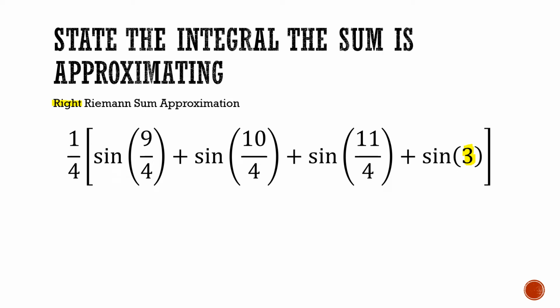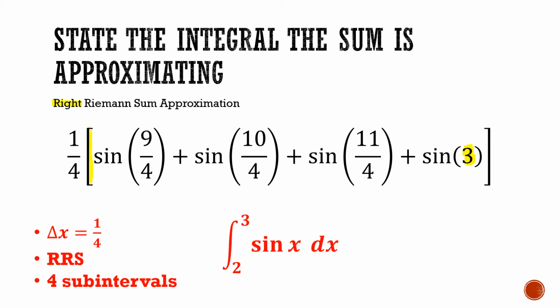Now again, understanding a right Riemann sum means that you understand that the only thing that we don't include in the right Riemann sum is the leftmost point. So if I'm going from 3 as my rightmost point, and I'm cutting them by a fourth all the way down, I understand that the value that comes right before this sine of 9/4 would be sine of 8/4, which would be 2, which tells me that my integral has to go from 2 to 3, and then my function is sine x dx.